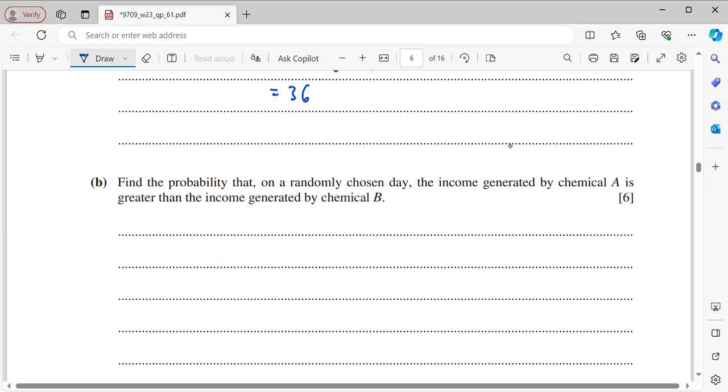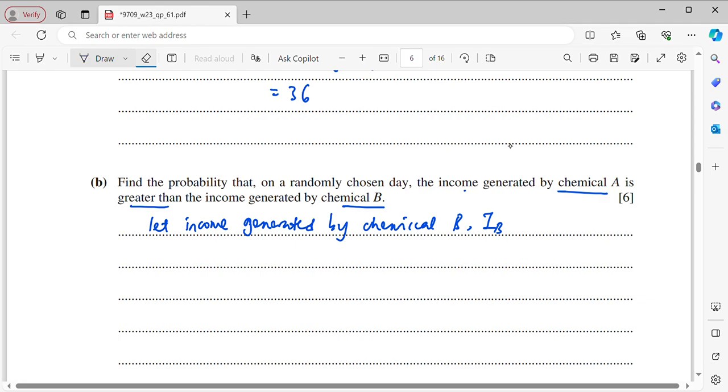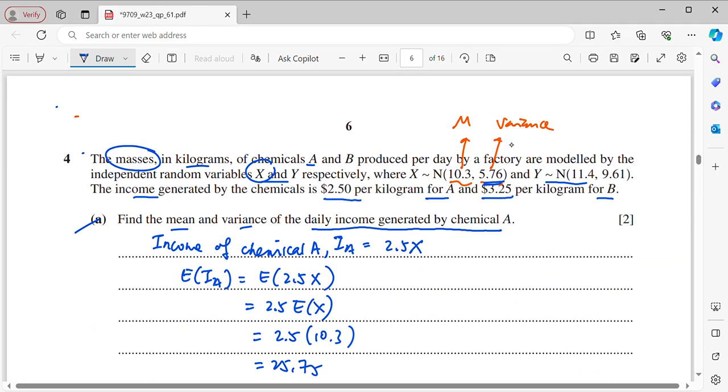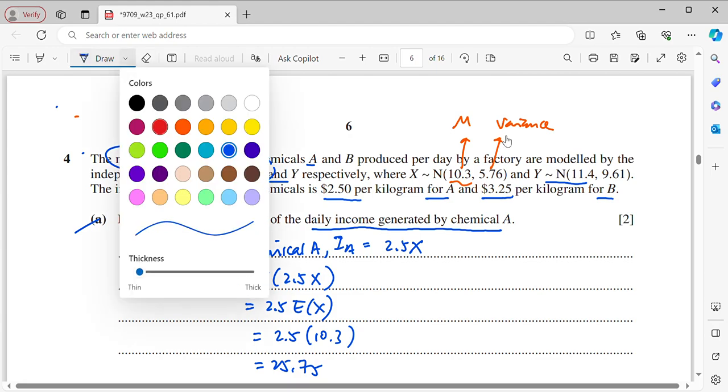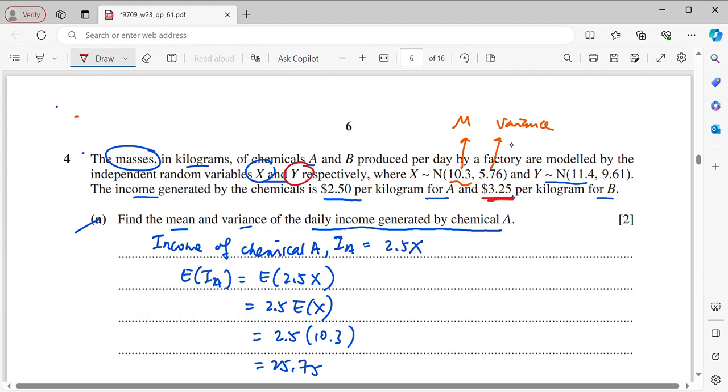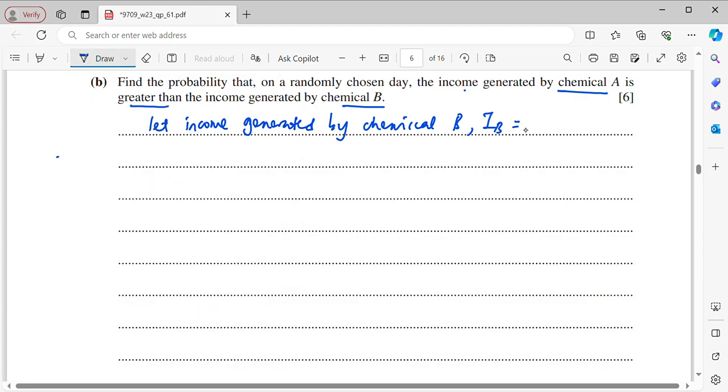Now B, find the probability that on a randomly chosen day, the income generated by chemical A is greater than the income generated by chemical B. Okay, so now I let the income generated by chemical B be IB, whereby IB is 3.25Y, because Y is the mass of chemical B. So 3.25Y.